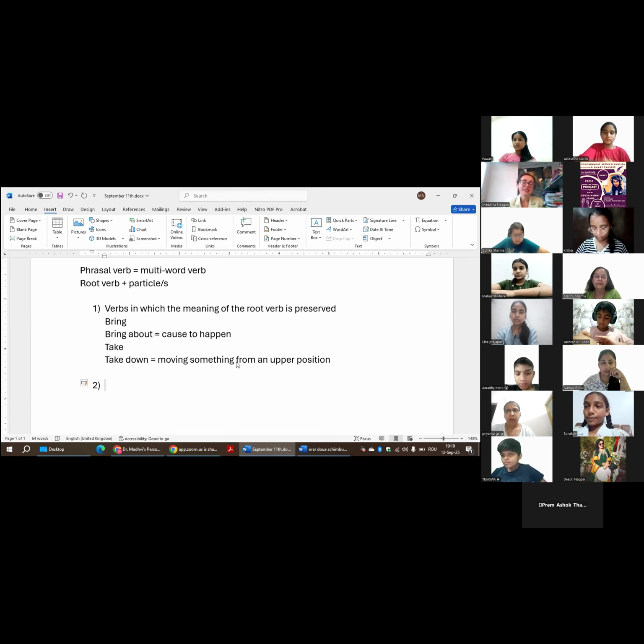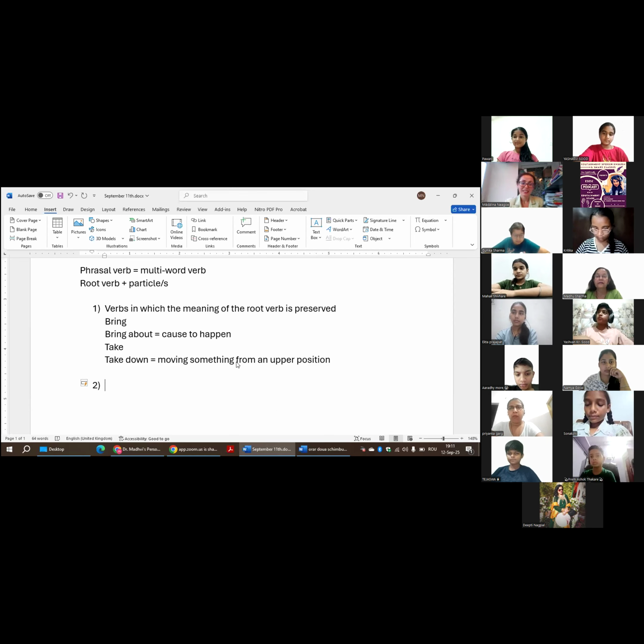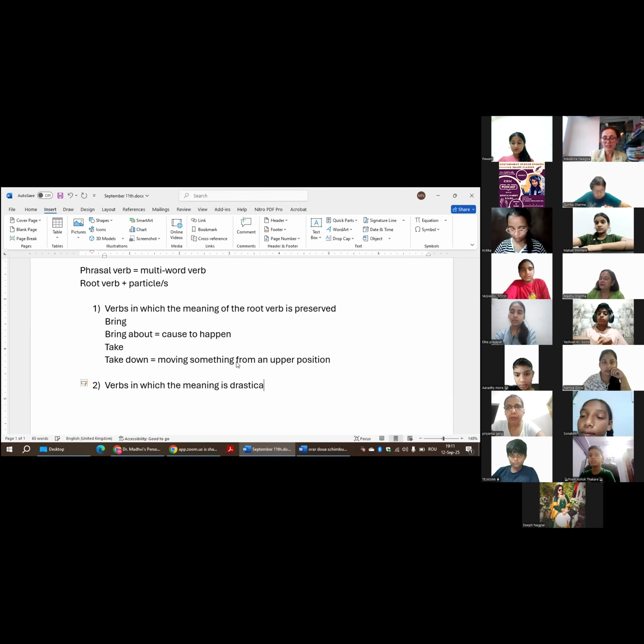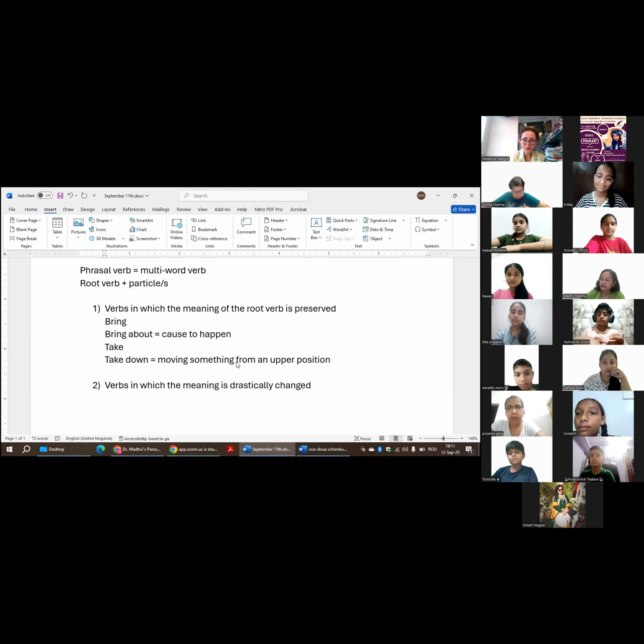However, there is a second category in which the meaning is not that obvious anymore. And this is what makes English exciting, okay? Because even if these verbs are a bit more difficult to understand, they are actually quite fun once you get to learn them. So the second category would be that of verbs in which the meaning is drastically changed. And again, I will bring examples.